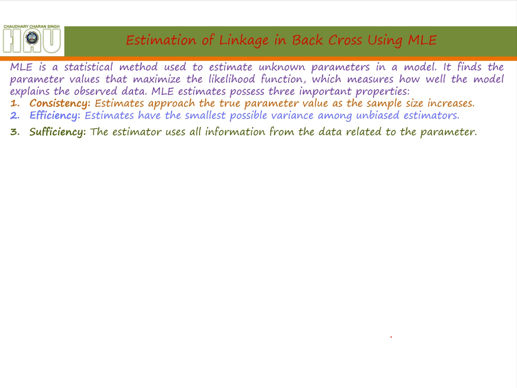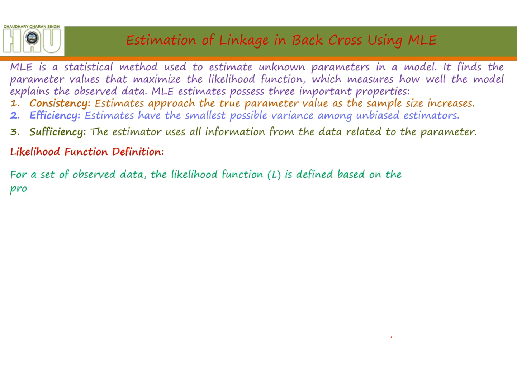In order to estimate the parameter, that is, the recombinant fraction P, we have to form a likelihood function. So first of all, we will define what a likelihood function is. For a set of observed data, the likelihood function, generally represented by capital L, is defined based on the probability of observing each data point under a specific parameter, say P.